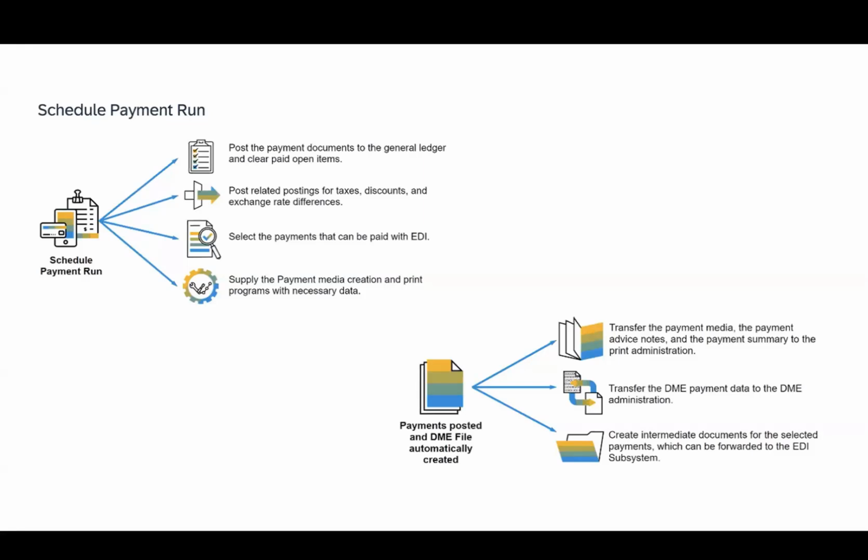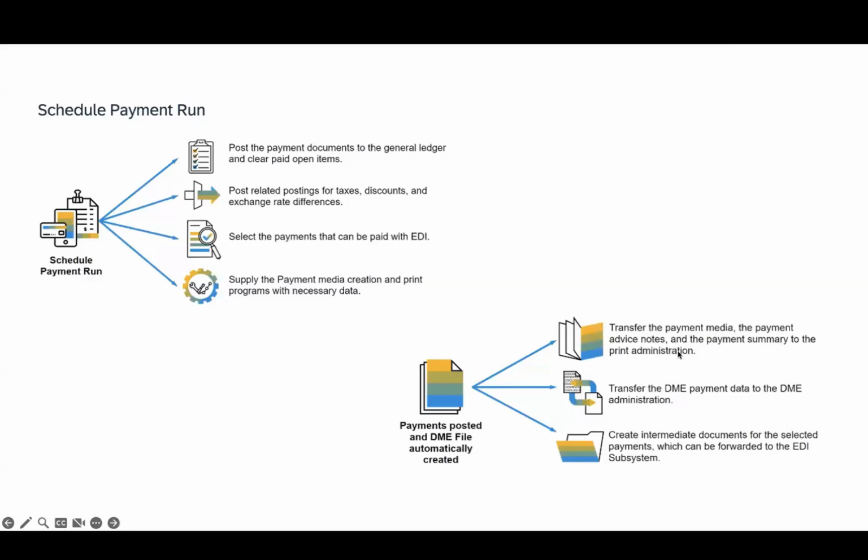So payment media is the physical file that you need to upload to the bank if you're not using an integrated scenario. Okay, so if you're not using a plugin to a bank, then the system will create a payment media file for you for upload. And then you can go across, load that back into your bank. So transfer the payment media to the bank, the payment advice notes, and the payment summary to print administration.